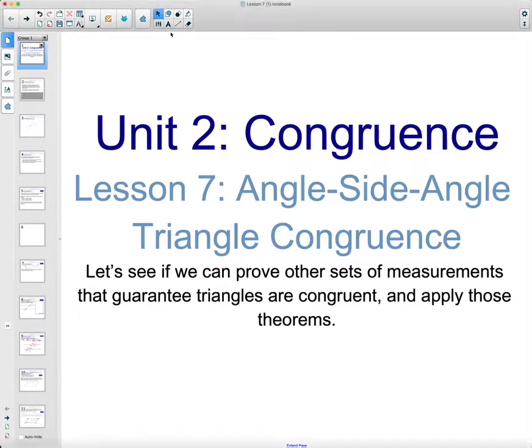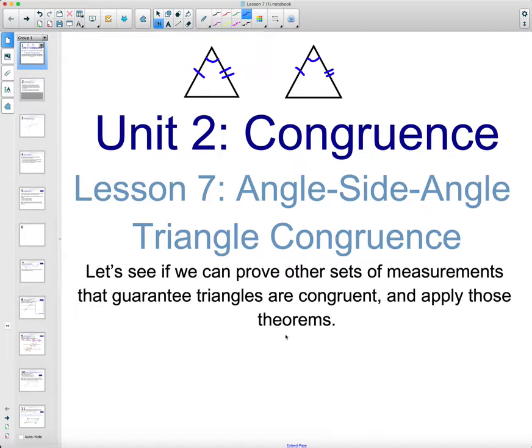If you remember back to yesterday's lesson, in lesson 6, we proved that triangles are congruent if we only know two sets of sides are congruent and the angle between them. So today we're going to be looking at two angles with the side between them.